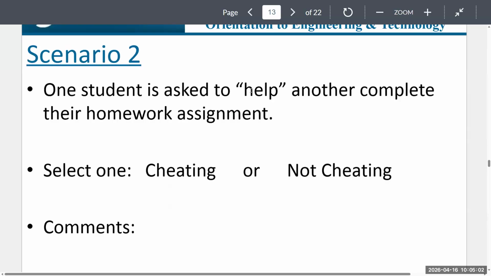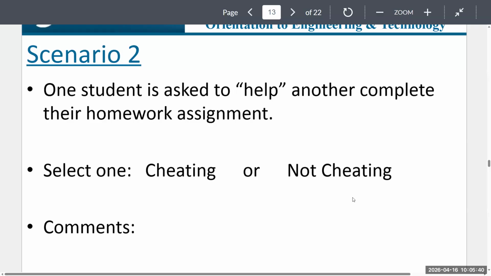One student is asked to help another complete their homework assignment. Is this cheating or not cheating? Some gray area here, right? If you're asked to help another student, first of all, who's asking you to do it? One more time, it says one student is asked to help another complete their homework assignment. If the teacher is asking you to do that, then that's fine.